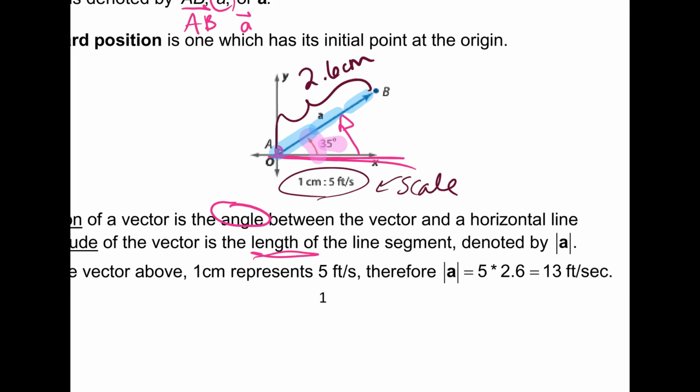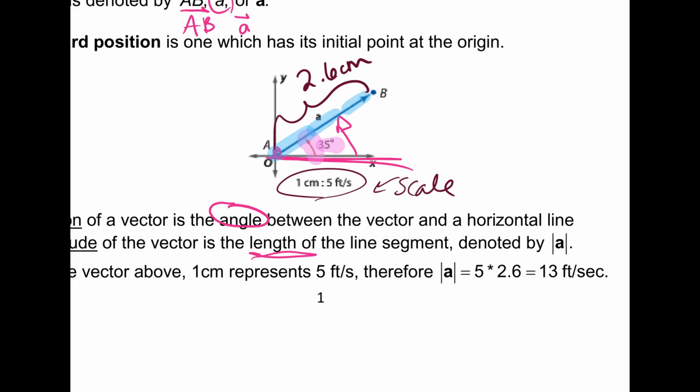So 5 times 2.6 is 13 feet per second. That would be the vector. Because here it's saying 1 centimeter is 5 feet per second. If you measure out your paper, it's going to be 2.6 centimeters. So you take 5 times 2.6, you get 13 feet per second at 35 degrees. So that would be the vector.